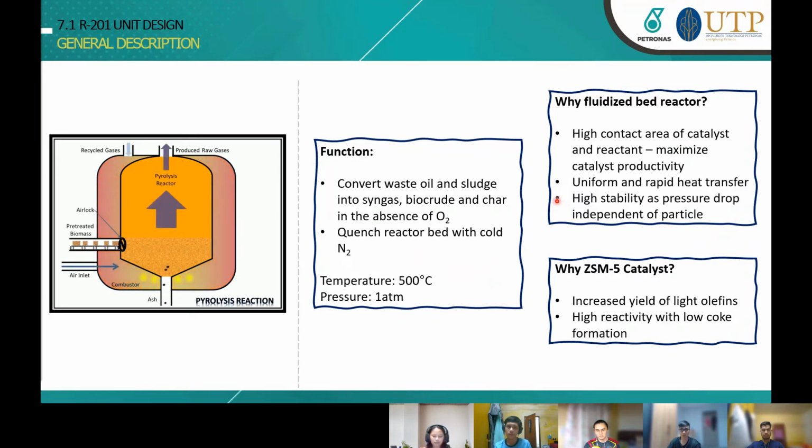Fluidized bed reactor was selected over fixed bed due to its high contact area of catalyst and reactant, which maximizes the catalyst productivity. It also allows uniform and rapid transfer of heat and gives high stability since the pressure drop across the bed is independent of the particles. The ZSM catalyst is preferred over other catalysts due to its ability to maximize the yield of light olefins while maintaining a relatively high yield of aromatics. Besides that, it has high reactivity with low coke formation, which is desirable.